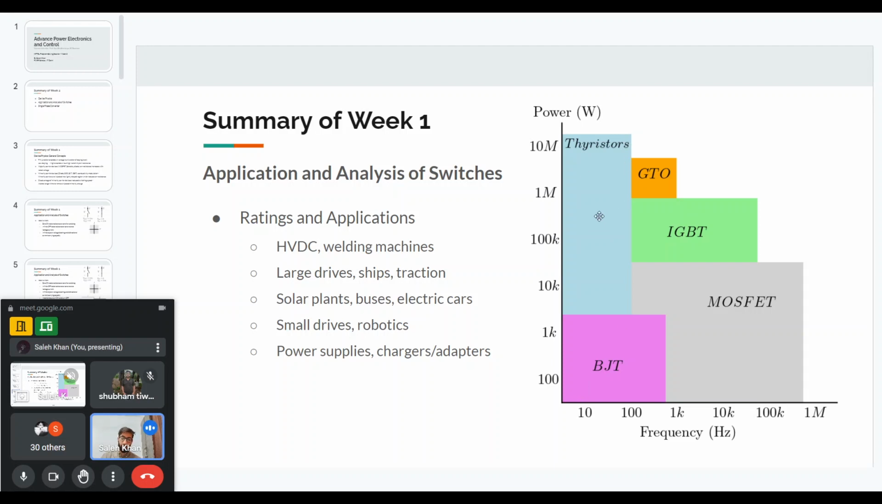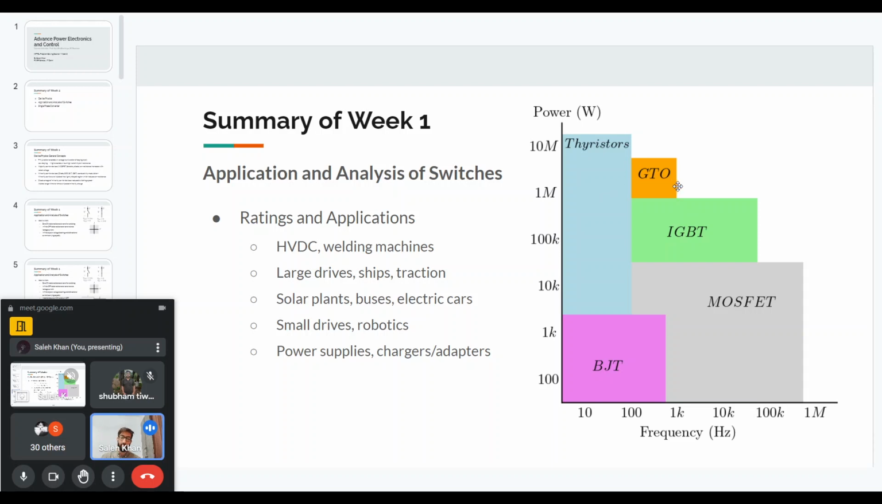Because these are minority carrier devices, if we increase the voltage rating, that means we are increasing the lightly doped region. So we will be increasing the minority carrier charge. So we will not be able to switch very fast, because if we switch very fast, then there will be a lot of switching losses, and the device will burn basically. So for thyristors, we have very high power levels available, voltage and current ratings, but the switching frequencies are limited.